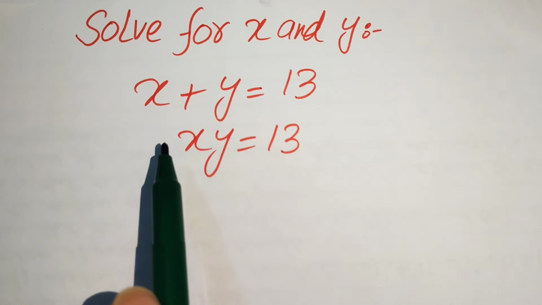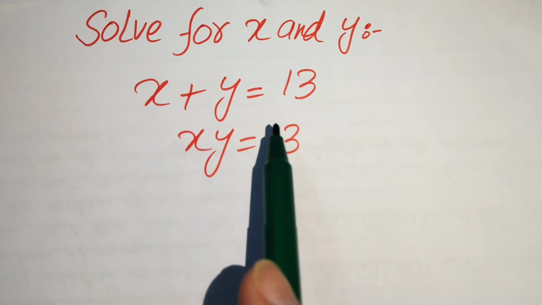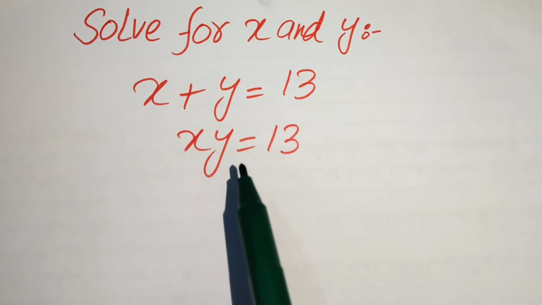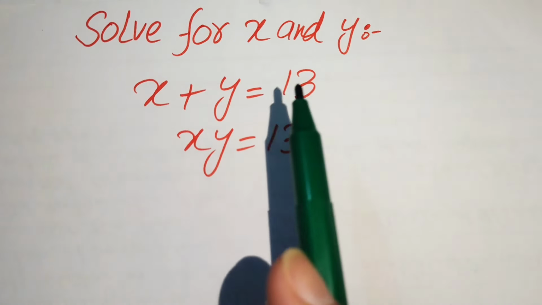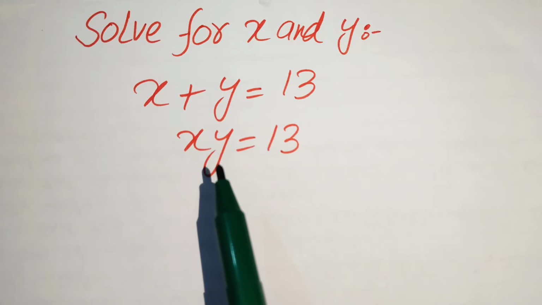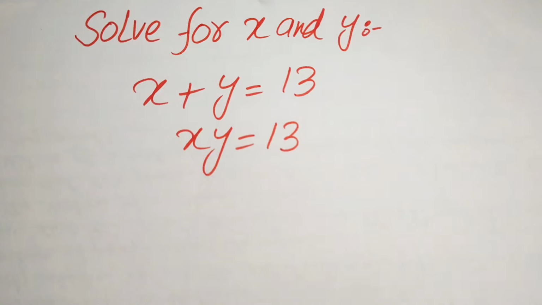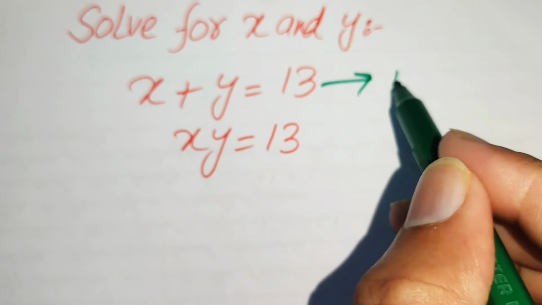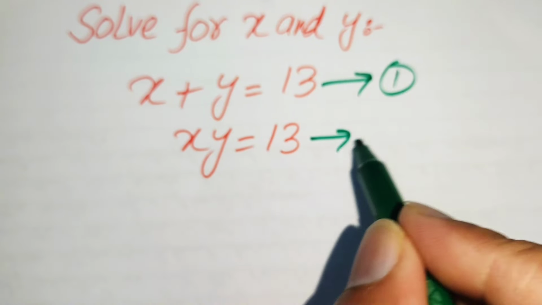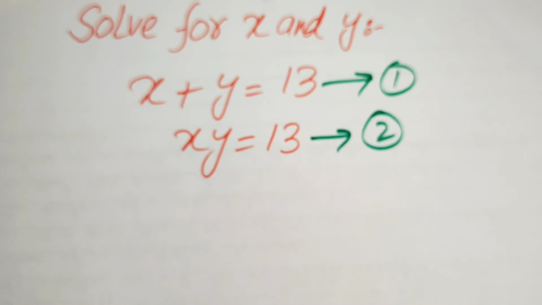Here we have x plus y equals 13 and xy equals 13. Now we solve this problem for the values of x and y. The very first step is to call the first equation number 1 and the second equation number 2.